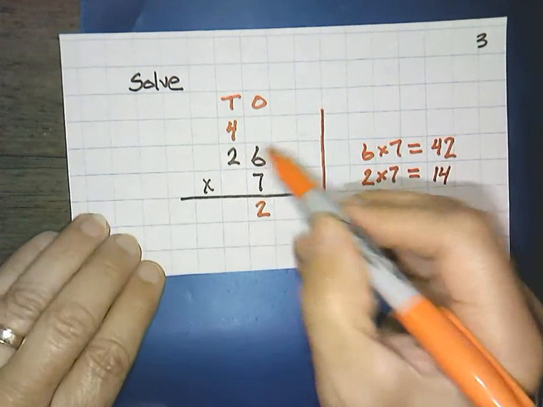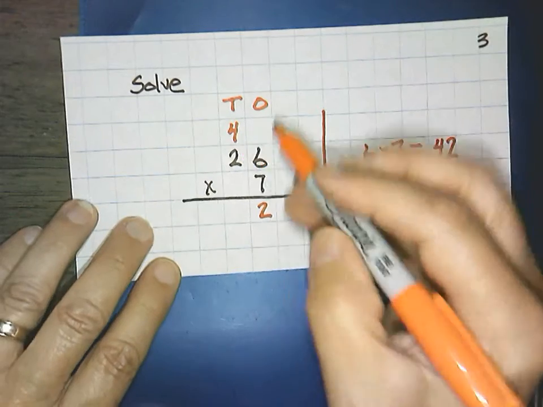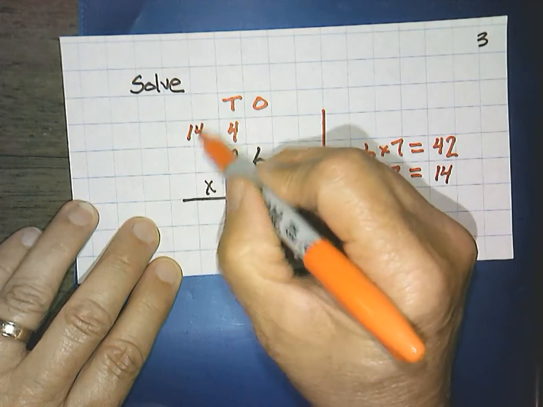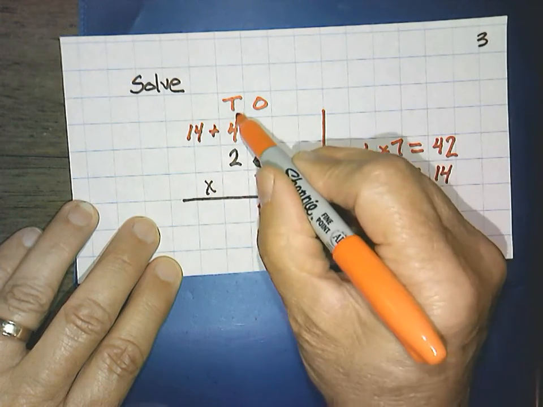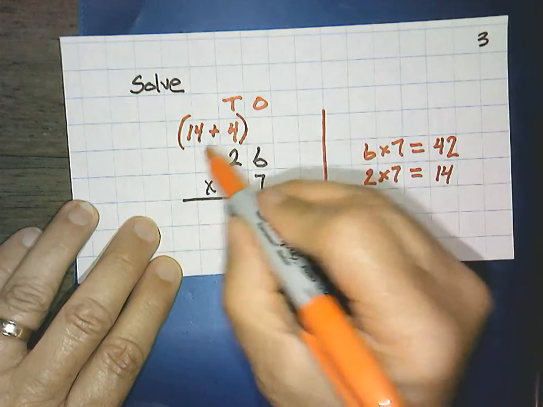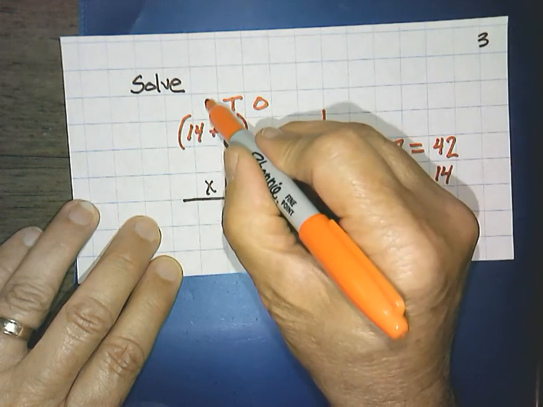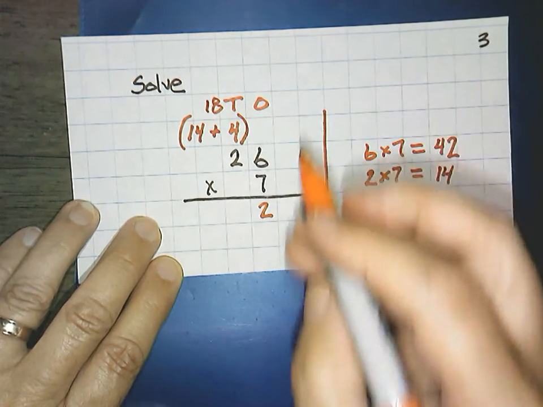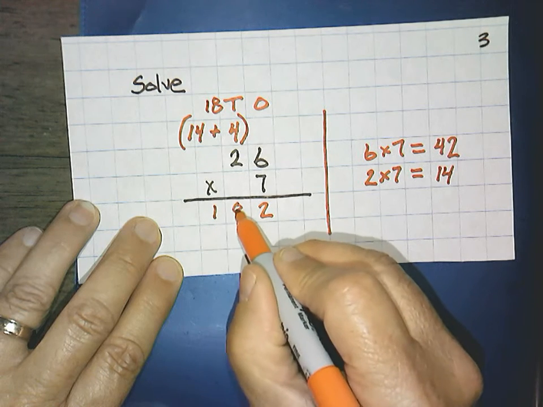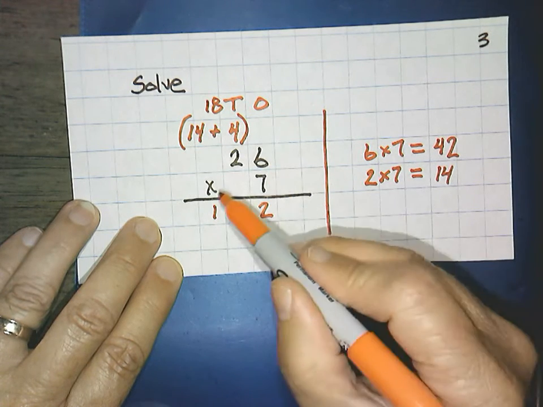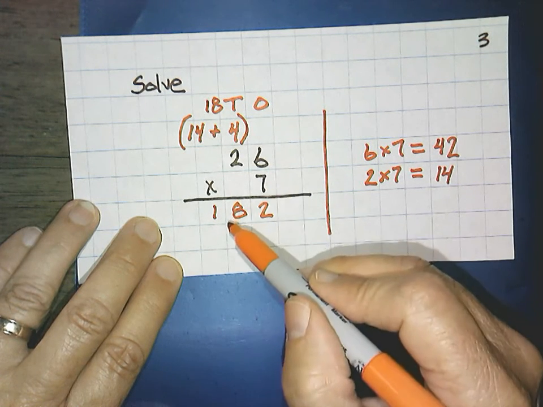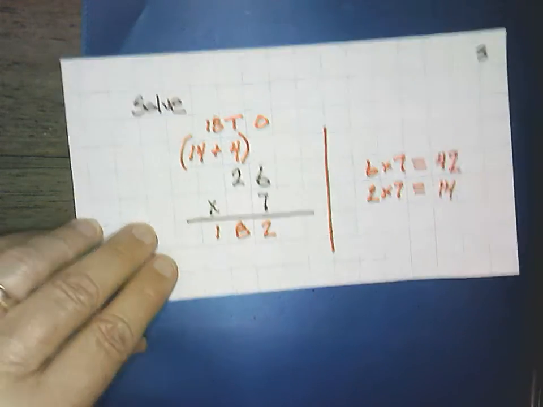And when I show it over here, notice that I have the 4. So I'm going to add it to the 4 that are there. 14 plus 4 would be 18. I'm going to express that down here. So 26 times 7 has a product of 182.